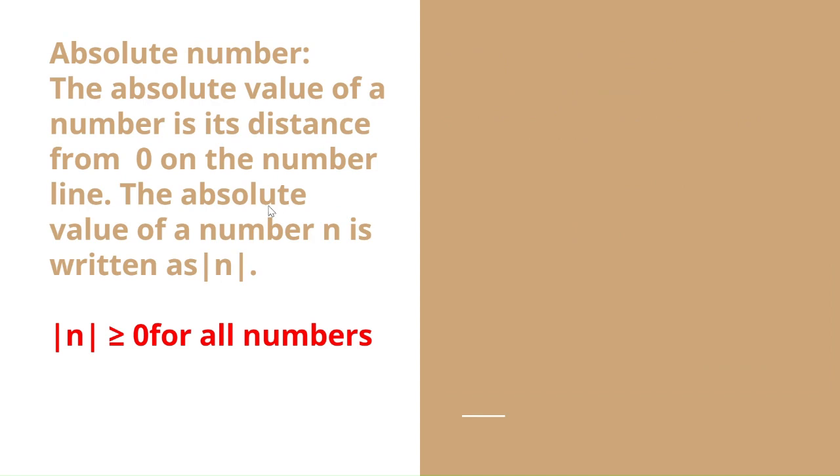Here's a definition of absolute value. The absolute value of a number is its distance from 0 on the number line. So the absolute value of a number n is written as this one. And the absolute value of n will be greater than or equal to 0 for all numbers.